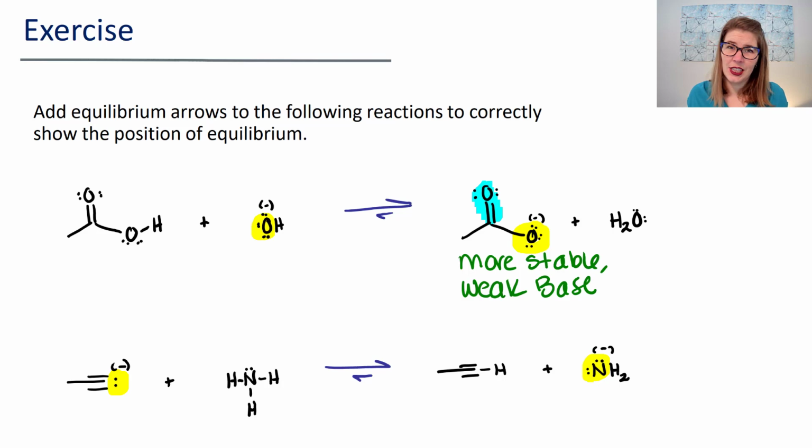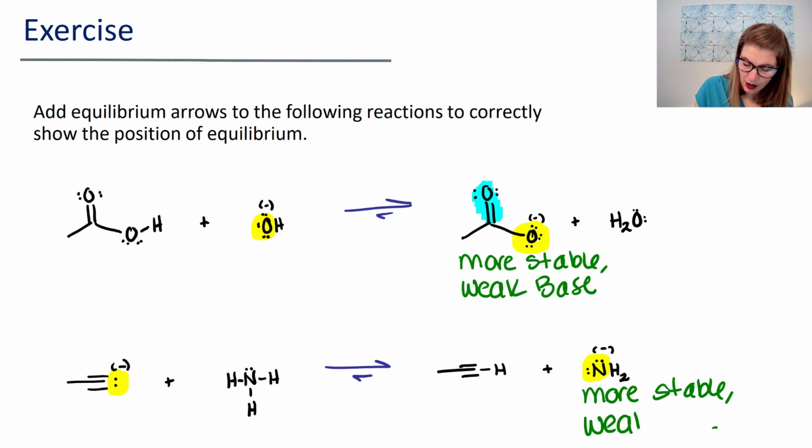Carbon and nitrogen are in the same row, and because they are in the same row, we consider electronegativity. Nitrogen is more electronegative than carbon, and it is better able to stabilize extra electron density, which makes the amide ion, the NH2, more stable. And because it's more stable, it is a weaker base. And weaker bases are the side that your equilibrium will lie to. So again, we're lying to the product side in this reaction.